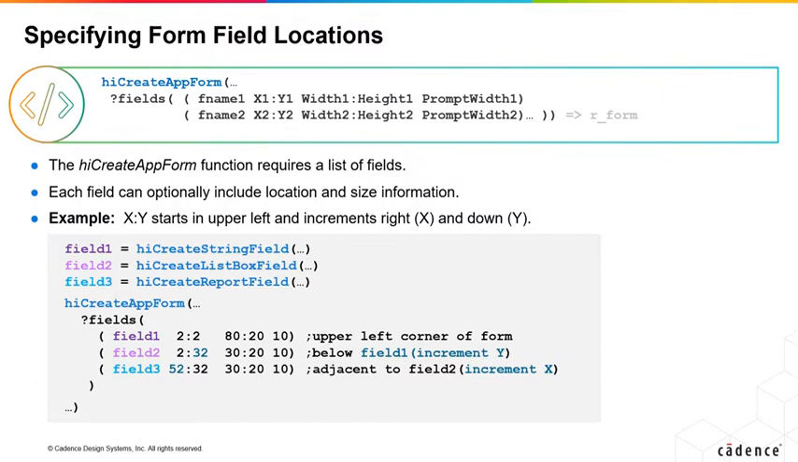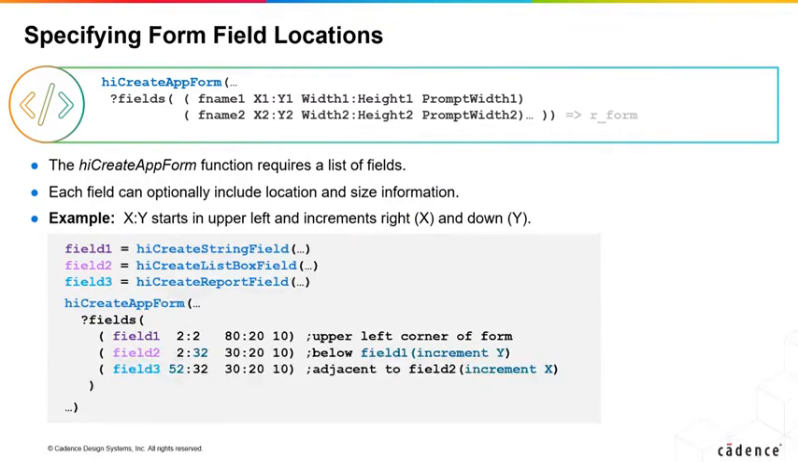Field 2 is also in the X at 2, but in the Y, it's at position 32. So it's basically vertically 32 units lower than field 1. The width of the field is 30, and the height is 20, just like the field above it. So it's consistent height, and then the prompt width is 10 again.